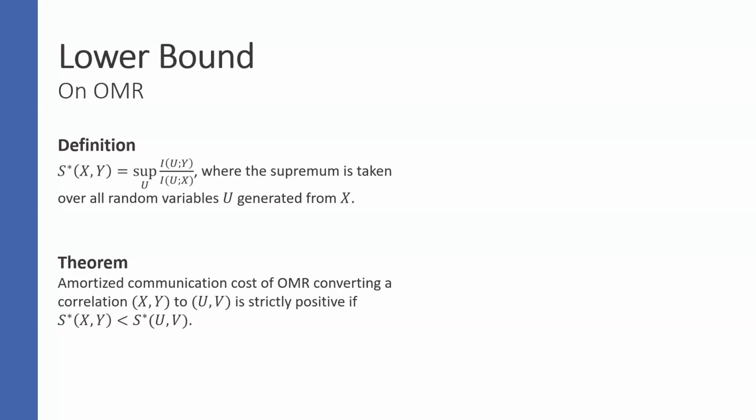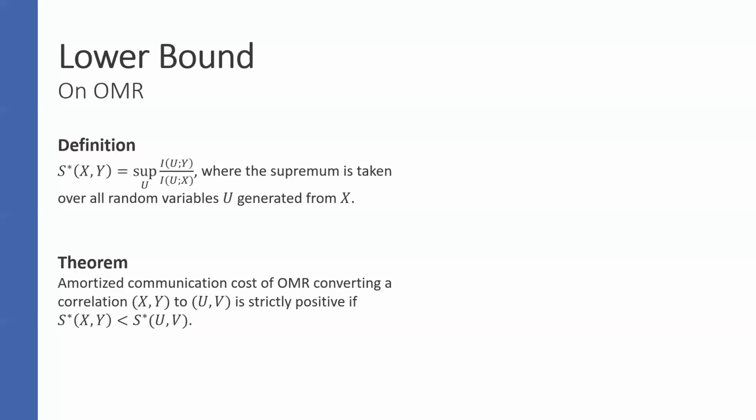So I'll first define what an S-star is. The S-star of a correlation XY is defined as the supremum of the mutual information between U and Y over the mutual information between U and X. And this supremum is taken over all of the random variables U that are generated from X.